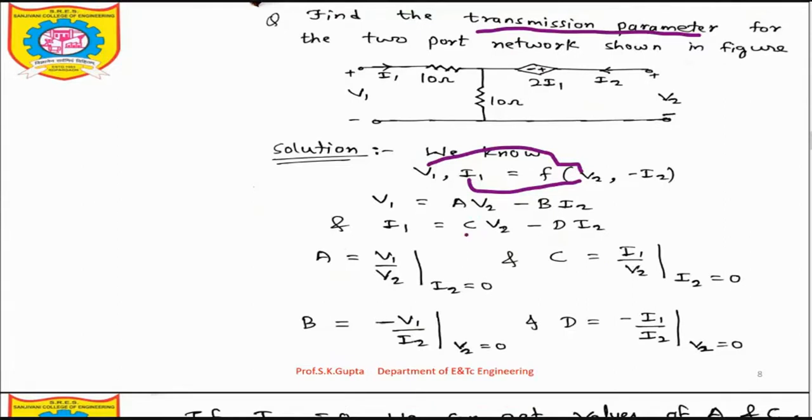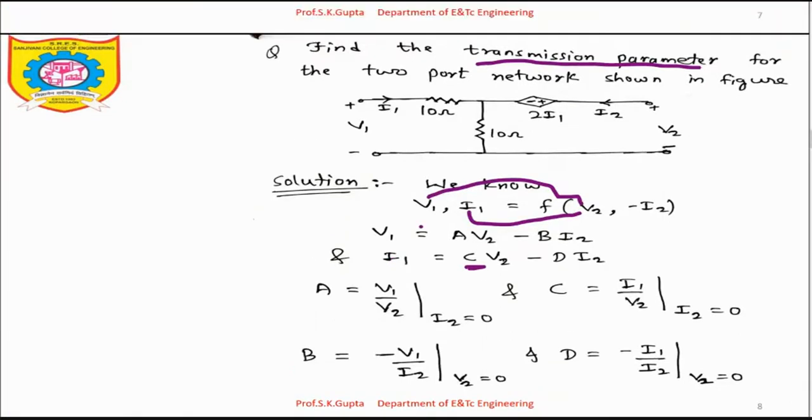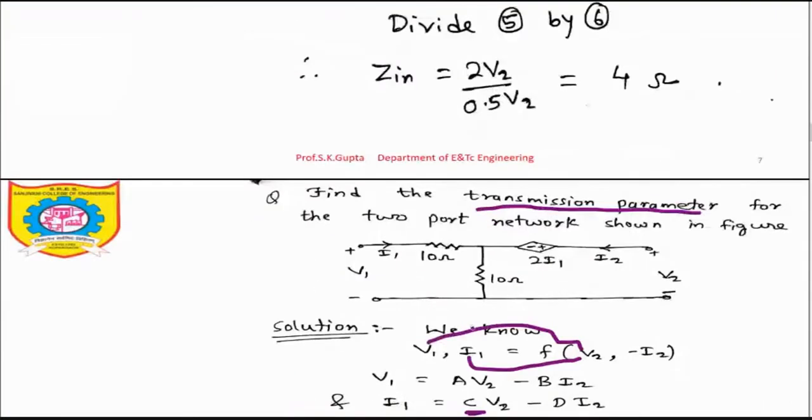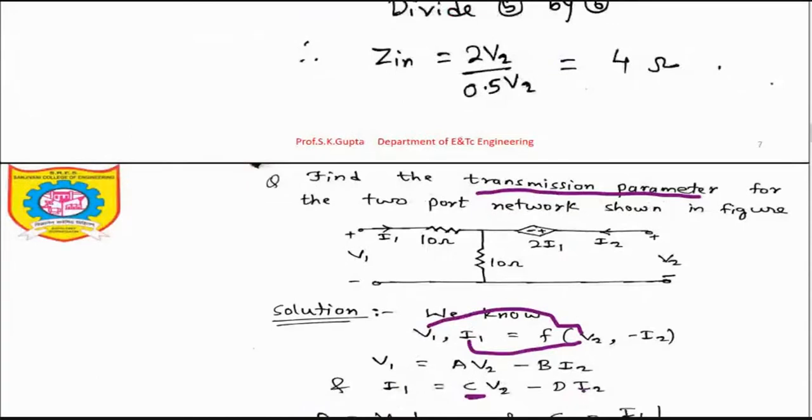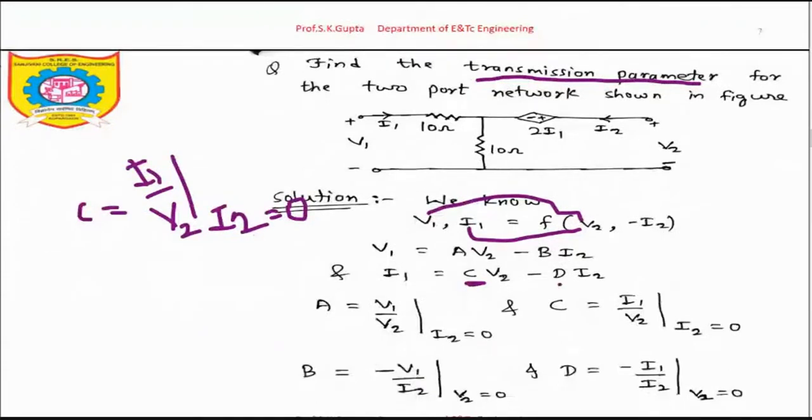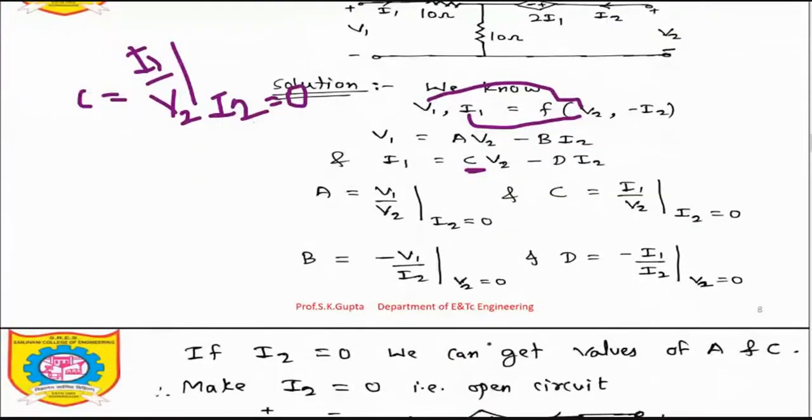Suppose I want to write the formula for C. How can I write the formula for C from this equation? Make I2 as 0. So I1 equals CV2. That means C equals I1 upon V2. Okay, so instead of remembering this formula, you can derive it in 30-40 seconds.